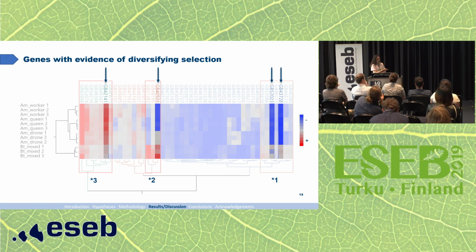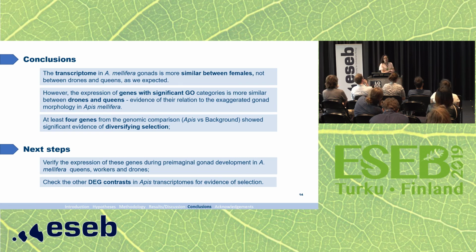Sorry. Okay. And the conclusions for this talk are that the transcriptome in Apis mellifera is more similar between females, not between drones and queens, as we expected. However, the expression of those genes with significant gene ontology categories is more similar between drones and queens. And this maybe is evidence of the relation to the gonad size in Apis mellifera. So at least 4 genes from the genomic comparison Apis versus background showed significant evidence of diversifying selection.